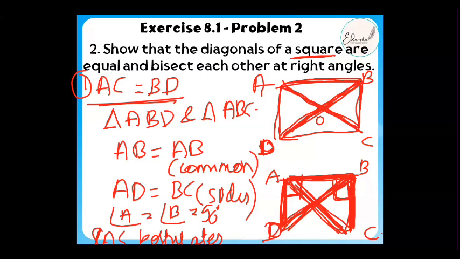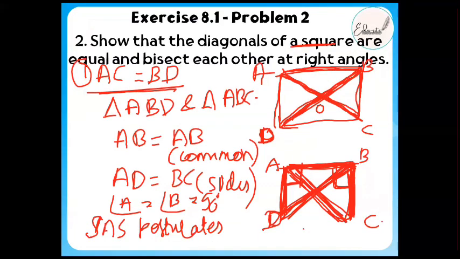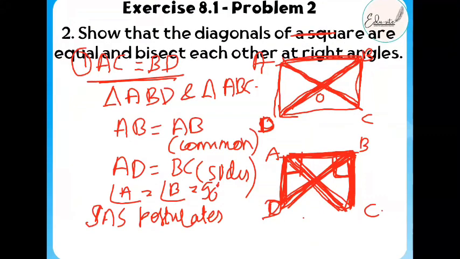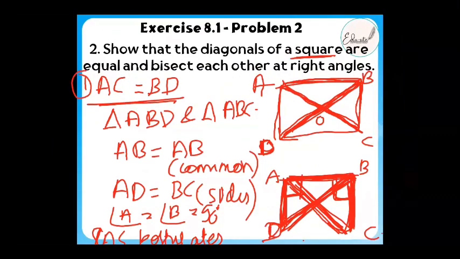Is AC equal to BD? Laiba, is AC equal to BD? I cannot hear you, please. Laiba? Yes, AC is equal to BD because we have proven the congruency in the triangle ABD and triangle ACB. So this side AC and this side BD are equal. Why are they equal? Because of CPCT, they are the corresponding parts of congruent triangles.